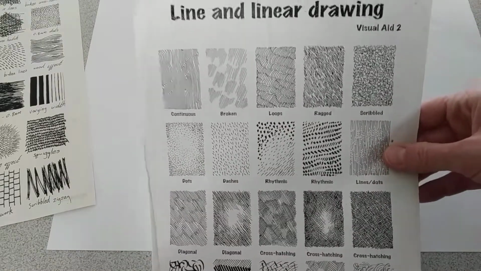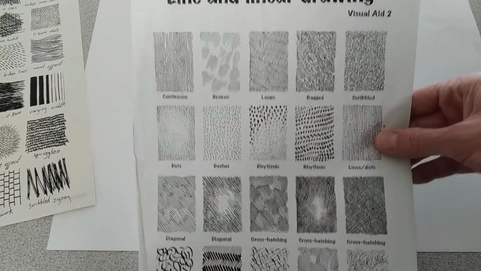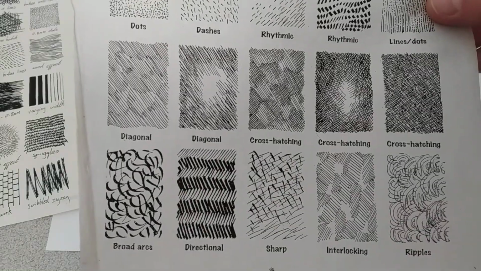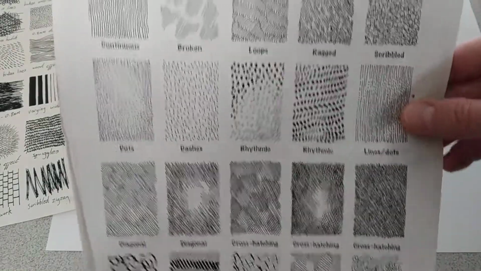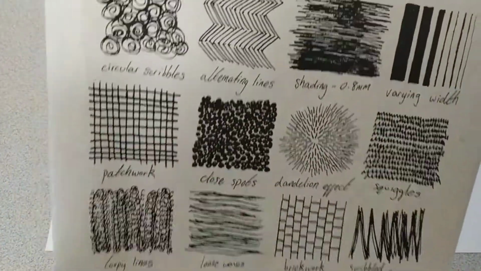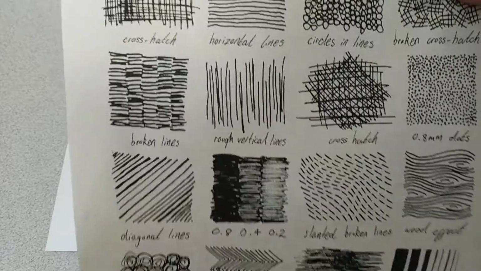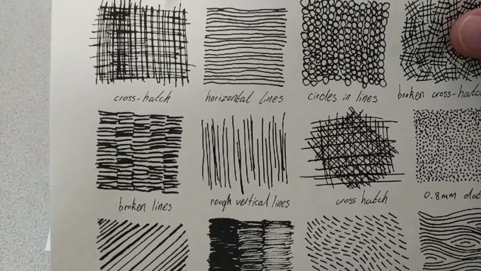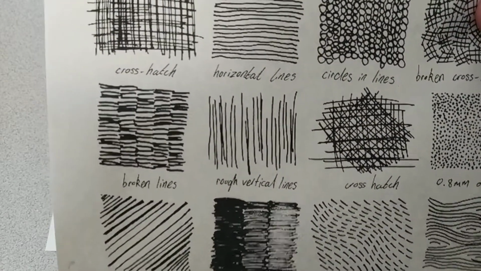We are going to create something a bit like this. We're going to create a grid of different types of lines and mark making, and it's going to really create a sort of line bank that you can then refer back to when you're doing a drawing. You've experimented and tried out lots of different mark making and line making techniques. So I'll post them up on the Google Classroom as well.